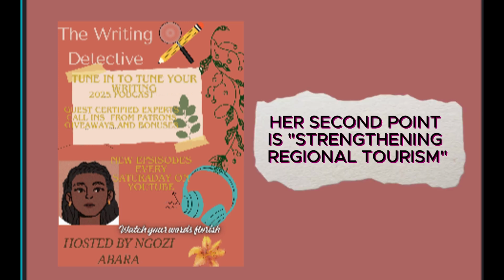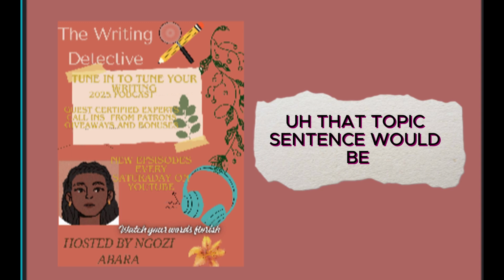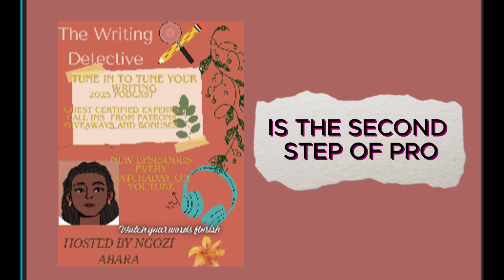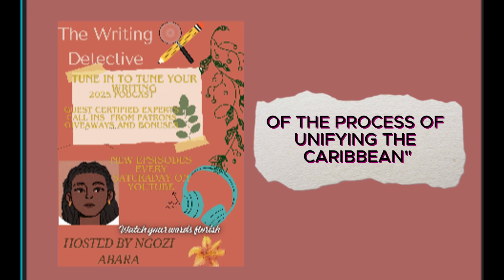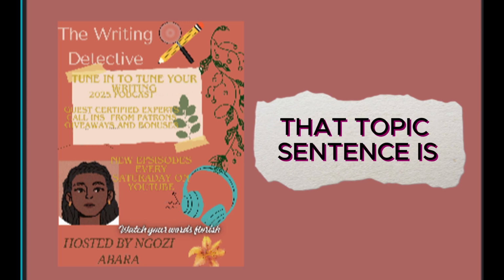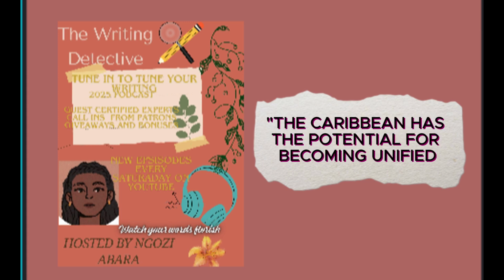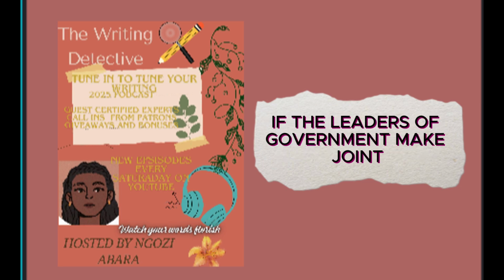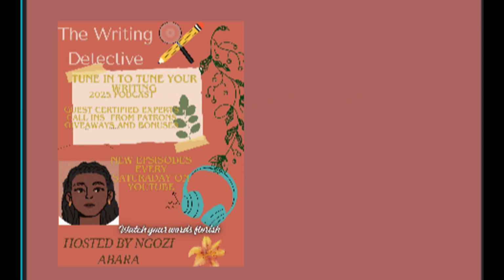Her second point is strengthening regional tourism. That topic sentence would be strengthening regional tourism is the second step of the process of unifying the Caribbean. And her last point, making joint investments. That topic sentence is the Caribbean has the potential for becoming unified if the leaders of government make joint investments.